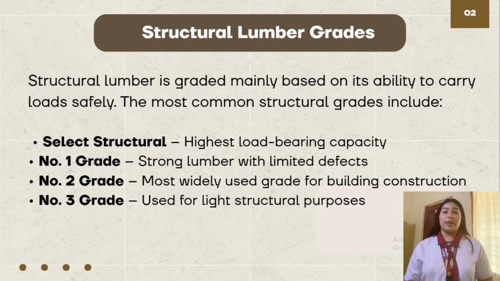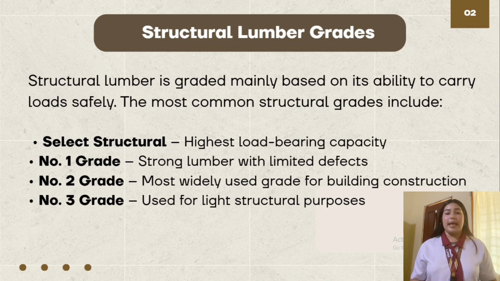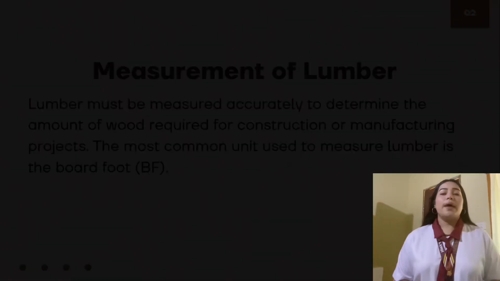Next is the number 1 grade. It is strong lumber with limited defects. And then next is the number 2 grade, which is most commonly used in building construction. And then next is the number 3 grade, used for light structural purposes. So, the right structural grade ensures safety and strength in construction projects.